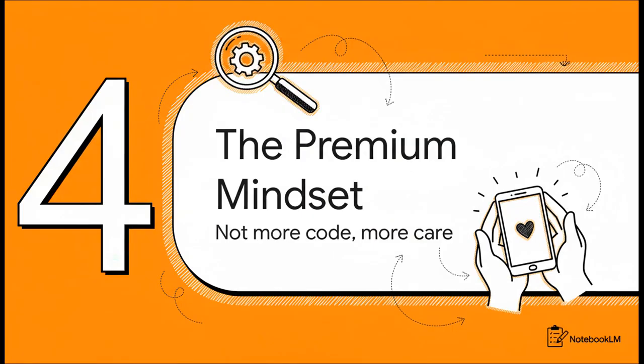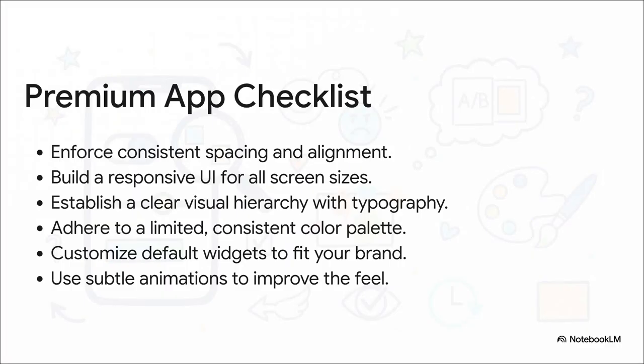So this brings us to the final and I think most important piece of the puzzle, the premium app mindset. It's about realizing that the fix for a cheap-feeling app isn't about writing more code or working harder. It's about working smarter. It's about paying careful, deliberate attention to all those small details. So here it is. This is your secret weapon. This is your roadmap to building apps that don't just work well, but that people genuinely love to use.